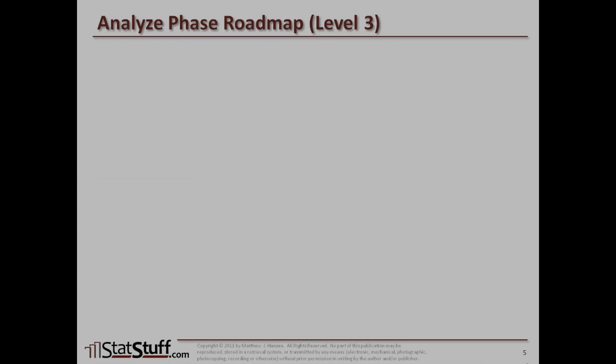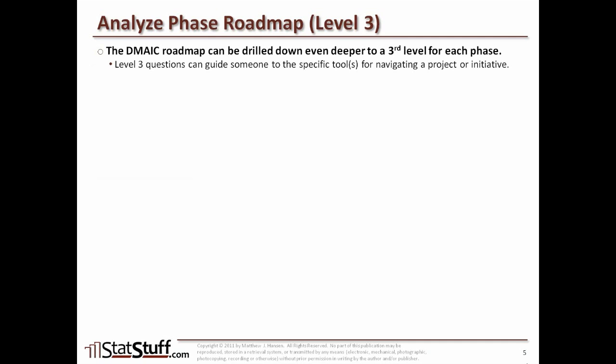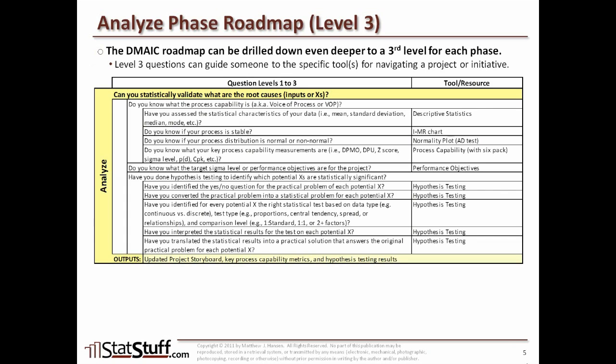Okay, now let's dig a little deeper into looking at the third layer, the analyze phase of DMAIC. We're going to go beyond the level 1 and level 2 of the roadmap, and for the analyze phase, what we're going to dig into is now the level 3. This is where we're going to be asking additional questions at a deeper level, where we're going to get into the specific tools that we would use to help navigate through the project, at least through this analyze phase. So for the analyze phase, this is what it looks like at the level 3.